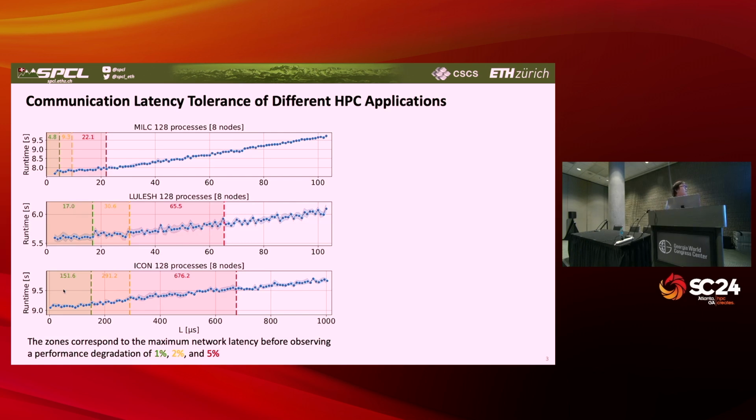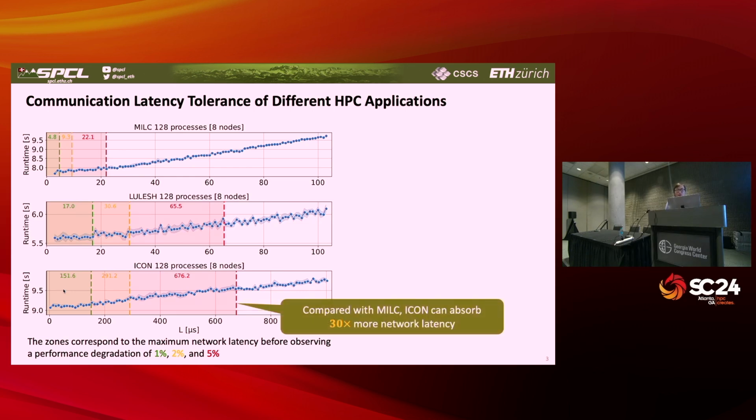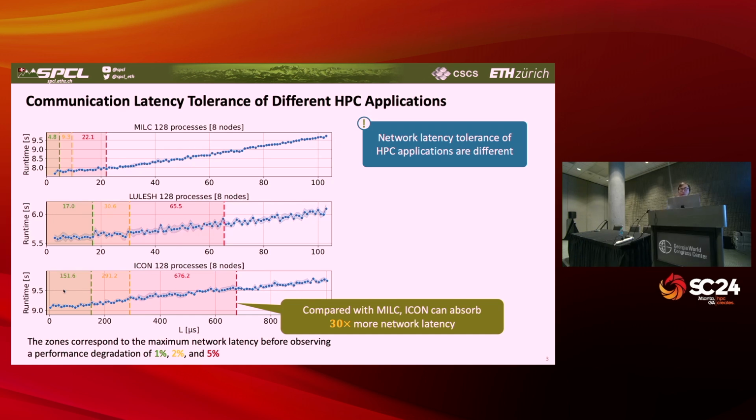The way to interpret this is that, for example, MILC can absorb 4.8 microseconds of latency before observing a 1% slowdown. And at the bottom, we see that ICON can absorb a whopping 150 microseconds of latency before being slowed down by 1%. So what we can claim here is that different applications, due to their inherent algorithms and communication patterns, have vastly different latency tolerance, and understanding these differences would be extremely relevant for designing new systems and for mapping workloads.